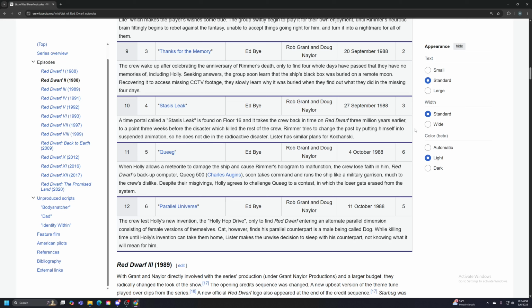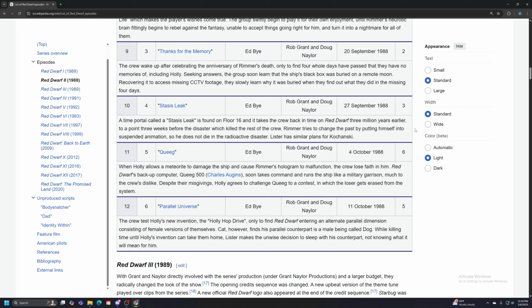Alright. Episode 4, Stasis Leak. Aired on 27th of September 1988. A time portal called a stasis leak is found on floor 16, and it takes the crew back in time on Red Dwarf 3 million years earlier, to a point 3 weeks before the disaster which killed the rest of the crew. Rimmer tries to change the past by putting himself into suspended animation so that he does not die in the radioactive disaster. Lister has similar plans for Kochansky.